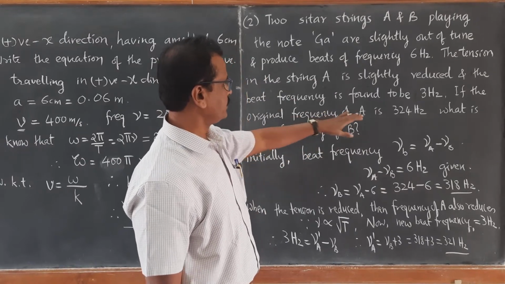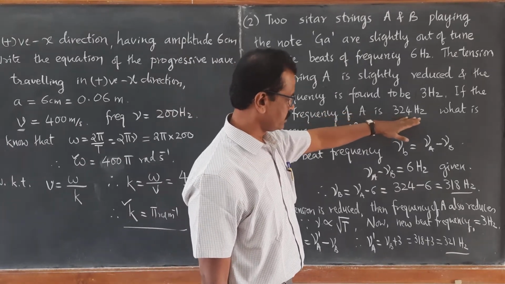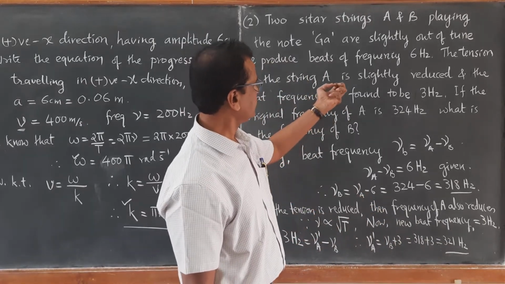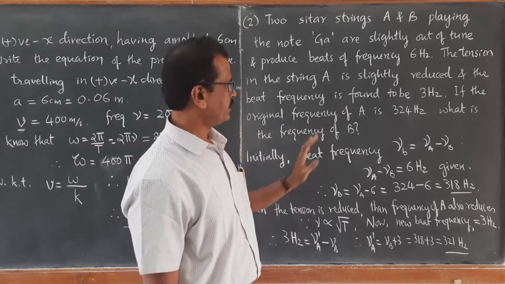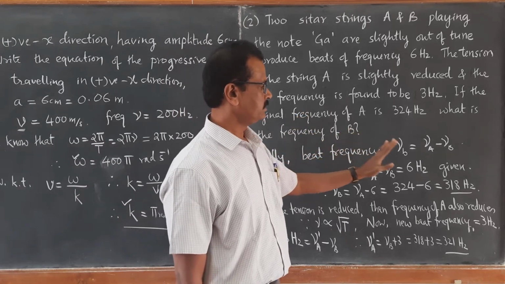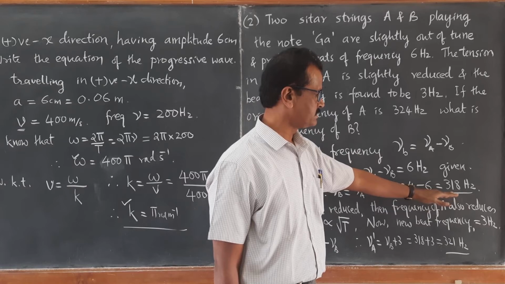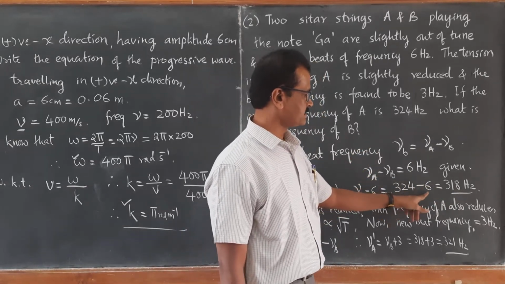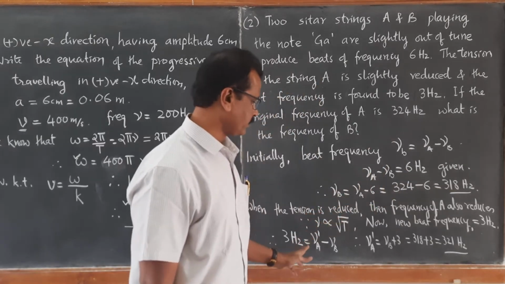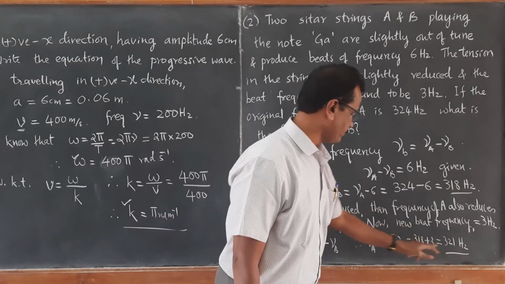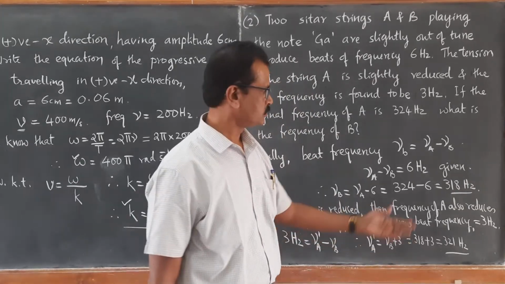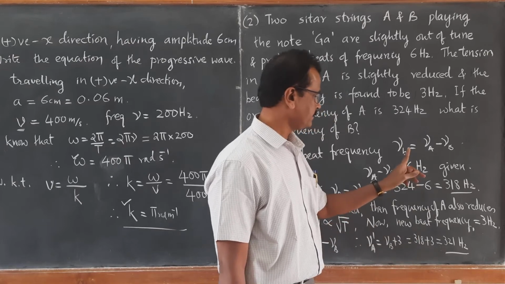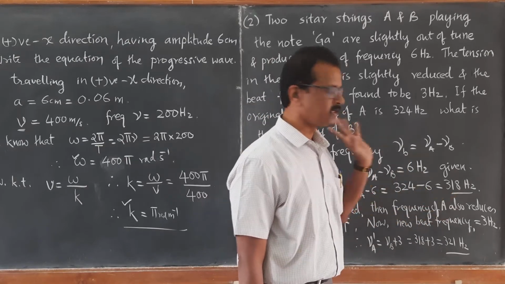So the frequency of A is reduced from 324 hertz to 321 hertz as a result of slightly reducing the string. Whereas the frequency of B is the same as it is, 318 hertz. You can verify. 324 minus 6 is equal to 318. 321 minus 3 is also equal to 318. So 318 remains as it is.